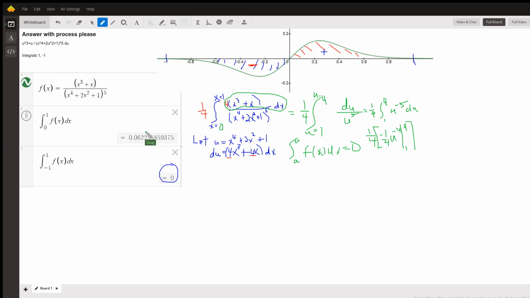And, well, let's see. I don't have a copy of that right here. Let me get a quick copy. And paste this in. And there's what you get, which matches what we had right here, using Desmos to actually calculate the definite integral from 0 to 1. If you do this, you get the same exact value, 0.0622, blah, blah.